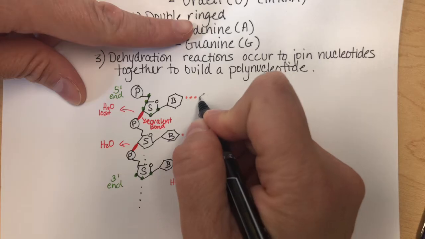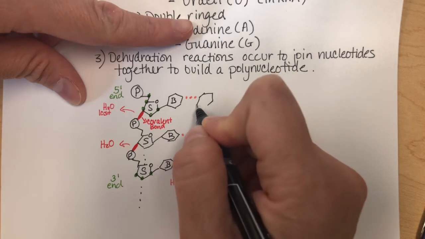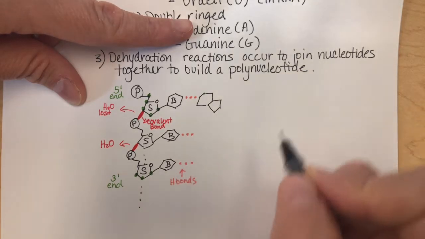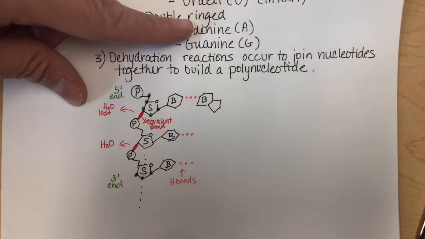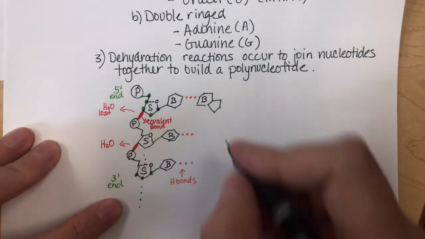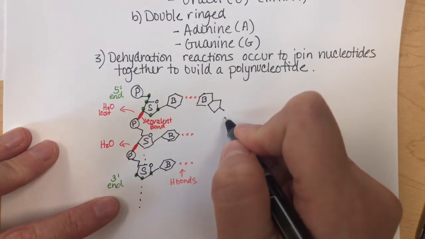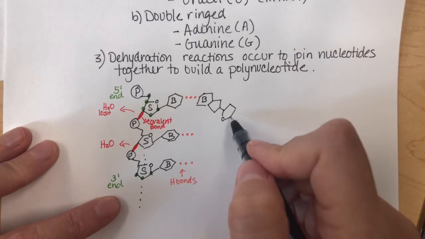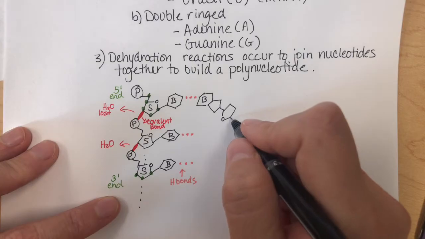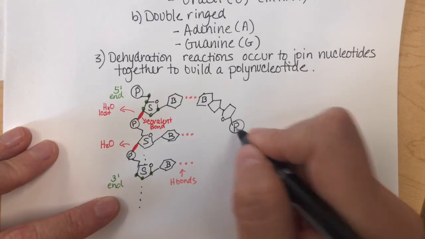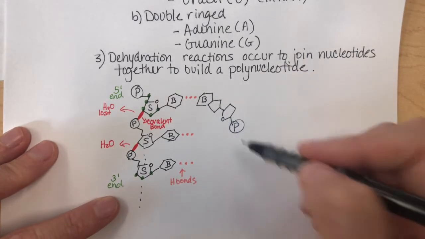All right, so I'm going to draw a double ring like this. That's your base. And I'm going to have to finish the rest of the nucleotide, so I'm going to draw a sugar. Then we just need our phosphate group, so from the sugar I'm going to draw my phosphate group. So my base, my sugar, and my phosphate group.